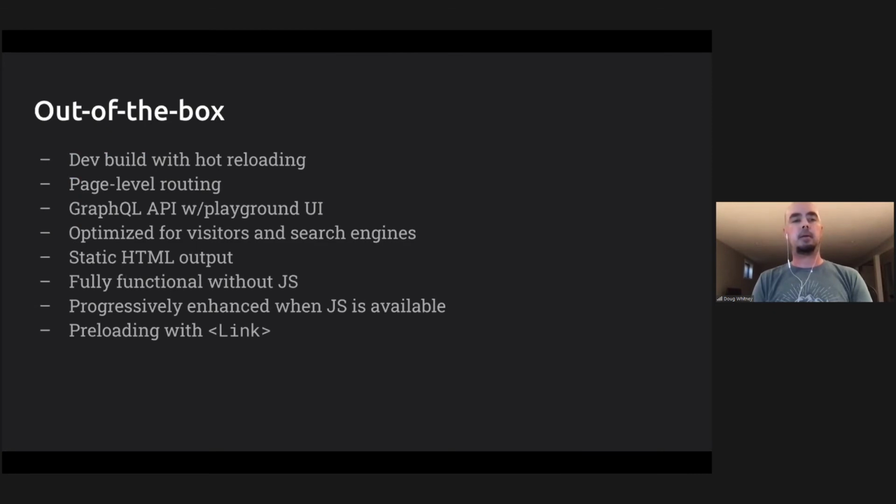Kind of circling back here and wrapping up, a few things that Gatsby gives you out of the box. You get the dev build with hot reloading, page level routing, so each page generates a URL that users will use to access that page. Makes it really easy. The GraphQL API, the build output that is optimized for visitors and search engines, of course, because it is just static HTML, but then when JavaScript is available, the site acts as a progressive web app and does some magic behind the scenes.